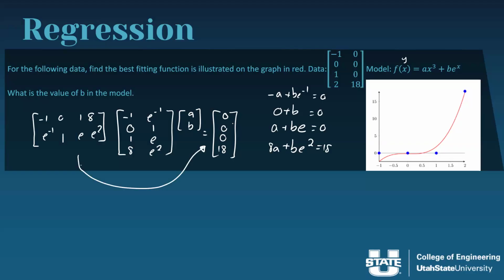And so we have to do some matrix multiplication, which is never fun. 1 plus 0 plus 1. Oh, it's just squared. So plus 64 for that first one, which is 66. And then negative e to the negative 1 plus 0 plus e plus 8e squared.